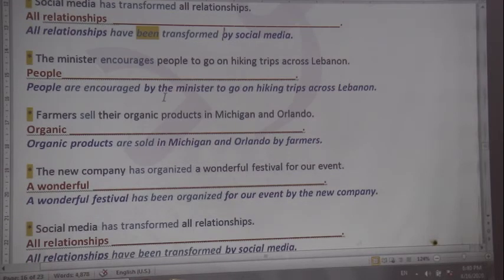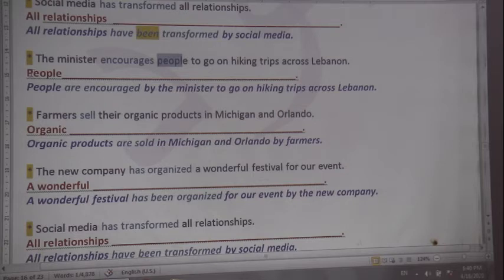Another example. The minister encourages people to go on hiking trips across Lebanon. So think about the verb tense. In this case, it's in the present simple. First of all, start with the direct object, so people. Don't pay attention to the complement of the sentence. Here, focus on the object, people.